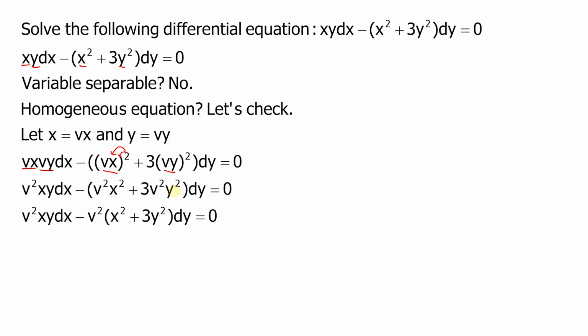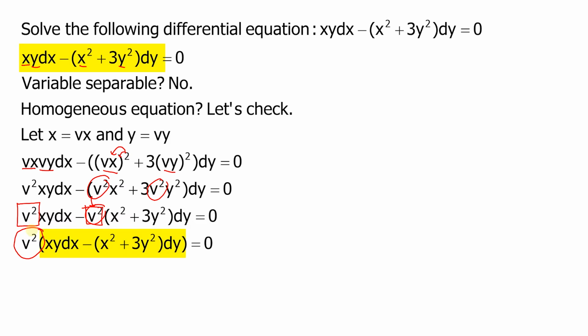Okay? Then, as you can see, class, kani and kani is common. So, diri sa next line gigawas na siya. So, now you have v squared xy dx minus v squared (x squared plus 3y squared) dy. Okay? And next na po, class, okay? Diba kani and kani is common sa duha, sa imong dx ug dy. So, pwede na siya igawas. Gawas na ang imong v squared.